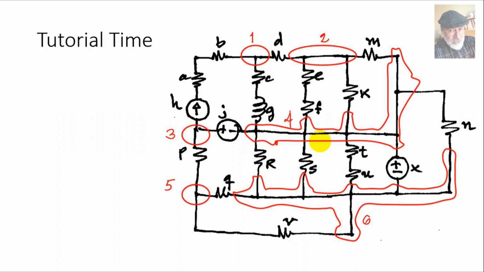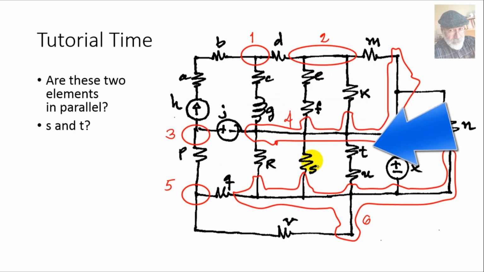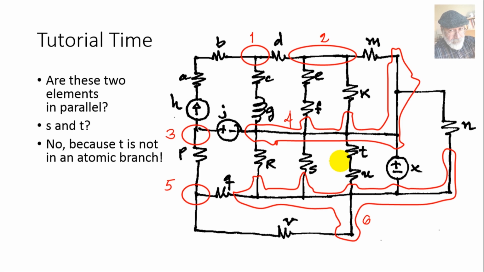Let's have a look at the circuit that has 6 true nodes, identified from 1 to 6, even though I've told you that it's customary to start counting from 0. But this is our first lecture on this counting, so I'm using 1 to 6. Are these 2 elements in parallel? What 2 elements? These 2, S and T. This one here and this one, S and T, are they in parallel? Let's see. T is not in an atomic branch, so T cannot be in parallel with anything, and the answer is no. No, T is not in an atomic branch, so they are not in parallel.